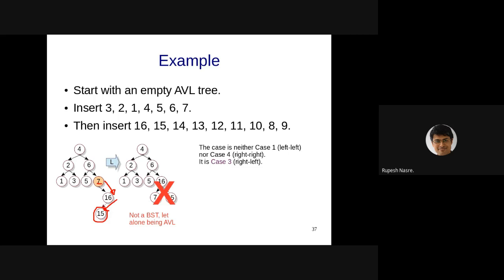In case of case 1 and case 4, LL and RR, we said that one rotation is enough. In LL case, one R rotation is fine. In case 4, RR case, one left rotation is fine. In case of RL, we'll have to do two rotations.